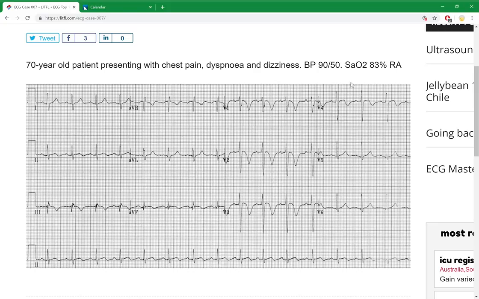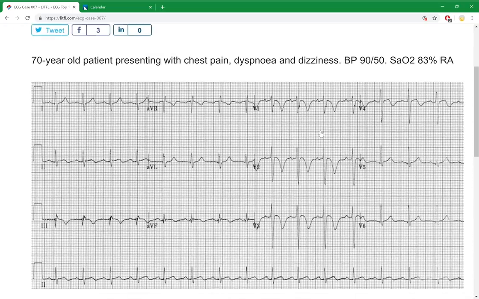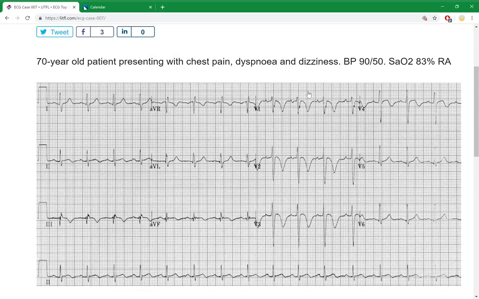So I'm circling this because this is where you should be looking immediately. Okay, so these are the precordial leads. These go on their chest. V1 through V3 is like the anterior portion of the heart, but specifically it's towards the right side of the heart, right? So what do you notice?